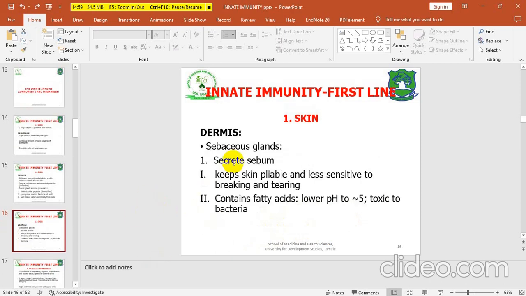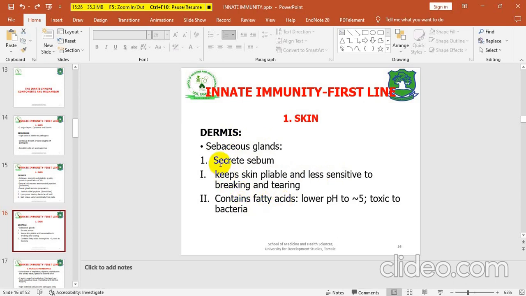So the dermis has what? Sebaceous glands, which secrete a chemical called sebum. And this sebum keeps the skin flexible and less sensitive to breaking and tearing. The sebaceous gland also contains the dermis also contains fatty acid.